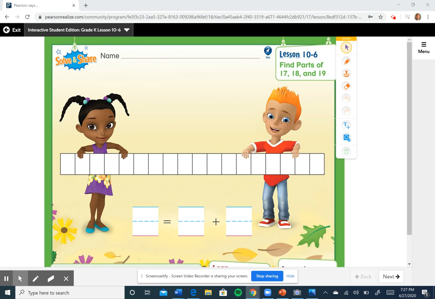All right, kindergarten, welcome on back for another day of math. If you haven't done so yet, make sure we put our name on our paper.